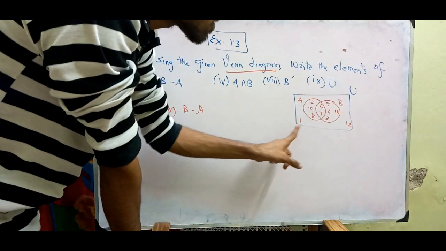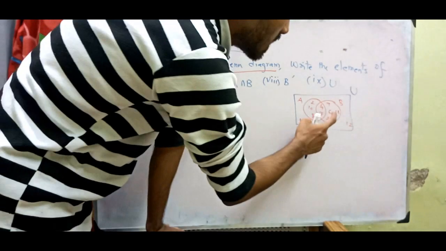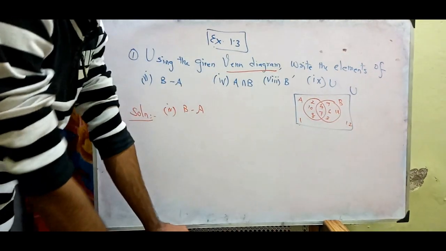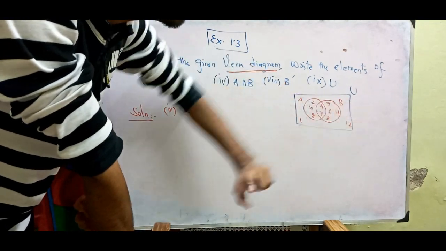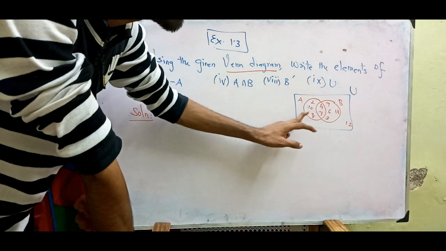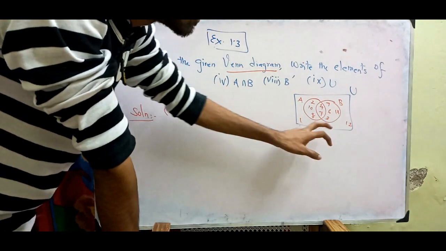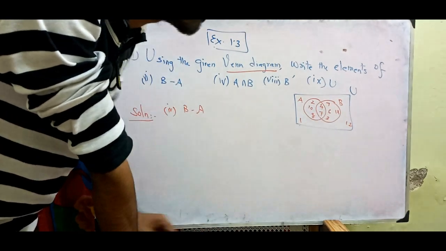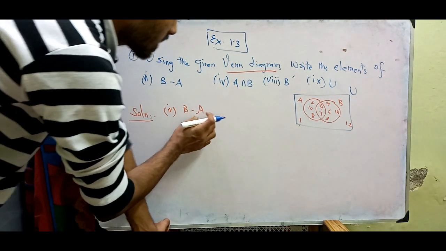See, U is 1, 2, 3, 4, then 6, 7, 8, 9, 10, 11 and 12. Okay, so these are the elements of U, and A is 2, 4, 7, 8, 10. B is 3, 4, 6, 7, 9, 11. Okay, so B minus A, we have to subtract.